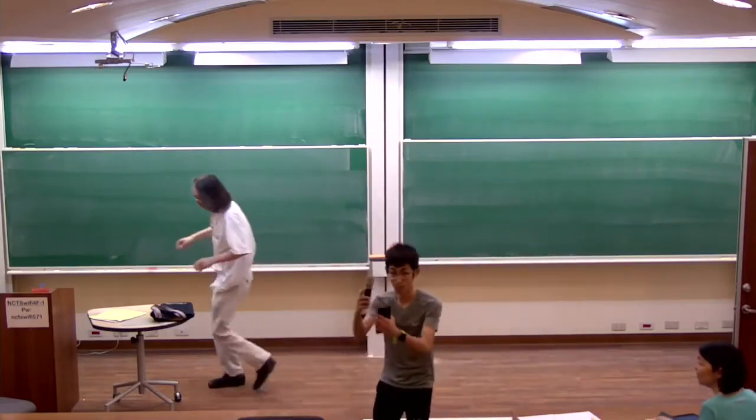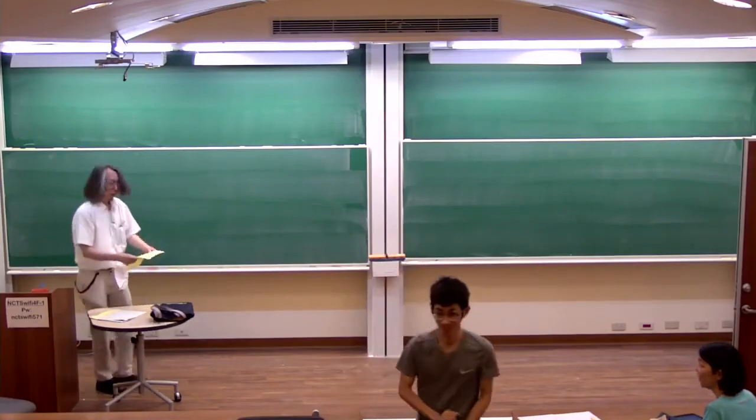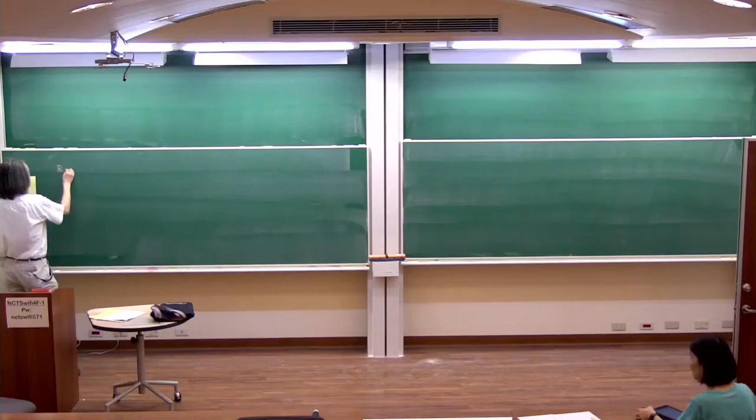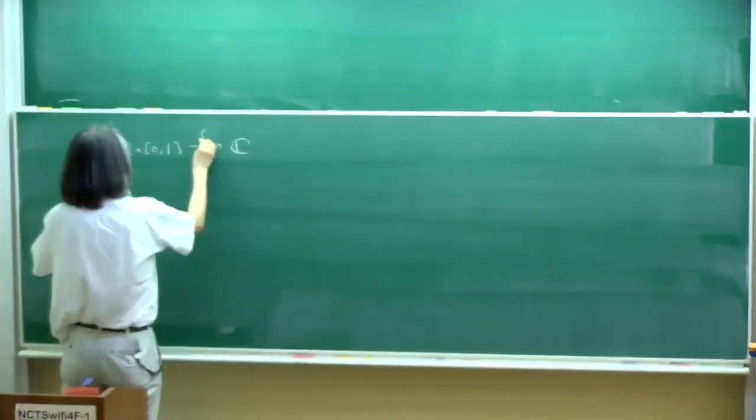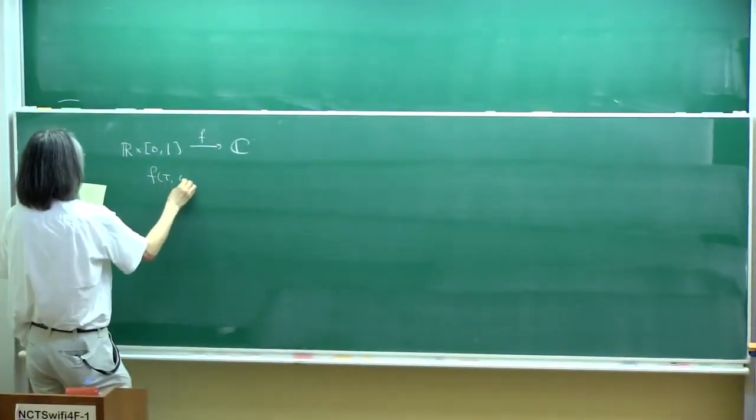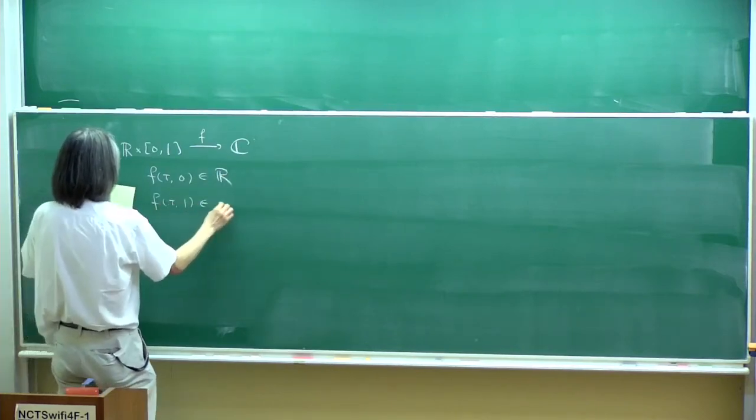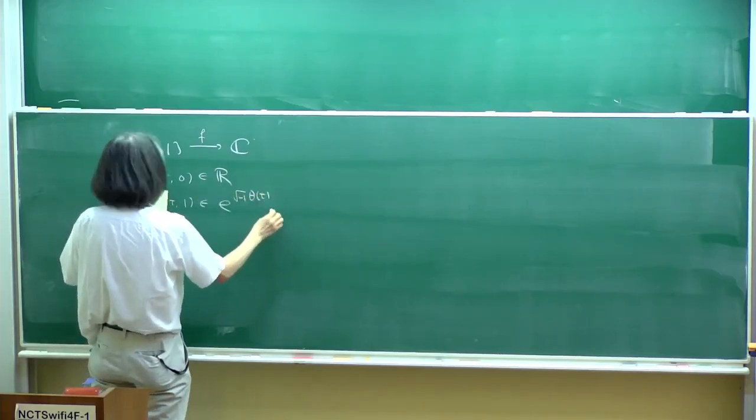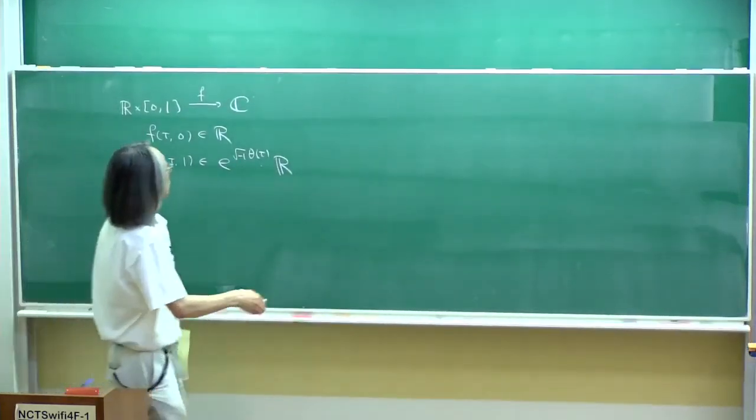So last time I discussed a certain index, and then I made a mistake in computation. Therefore, I will do the correction now. Last time I considered the mapping like this, so that f of tau 0 is always real, but f of tau 1 is lying in this, like this. And then I compare it with another one.